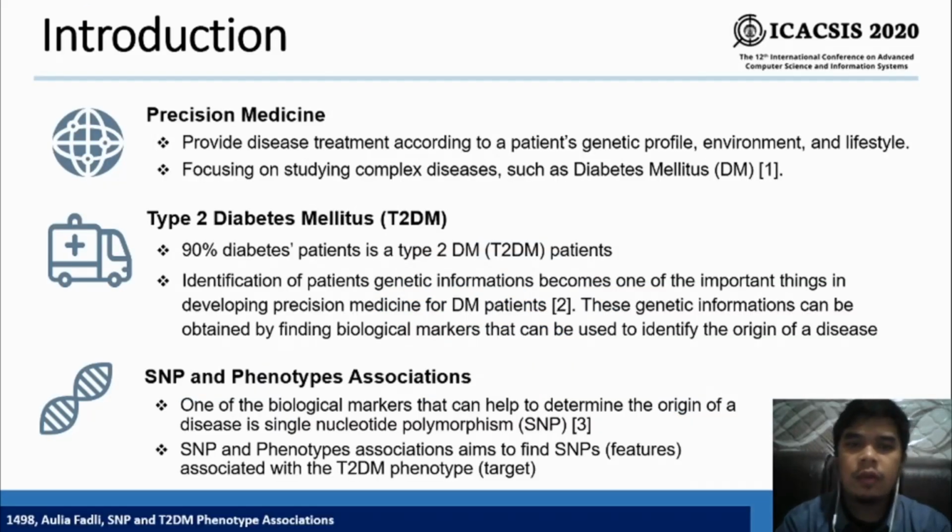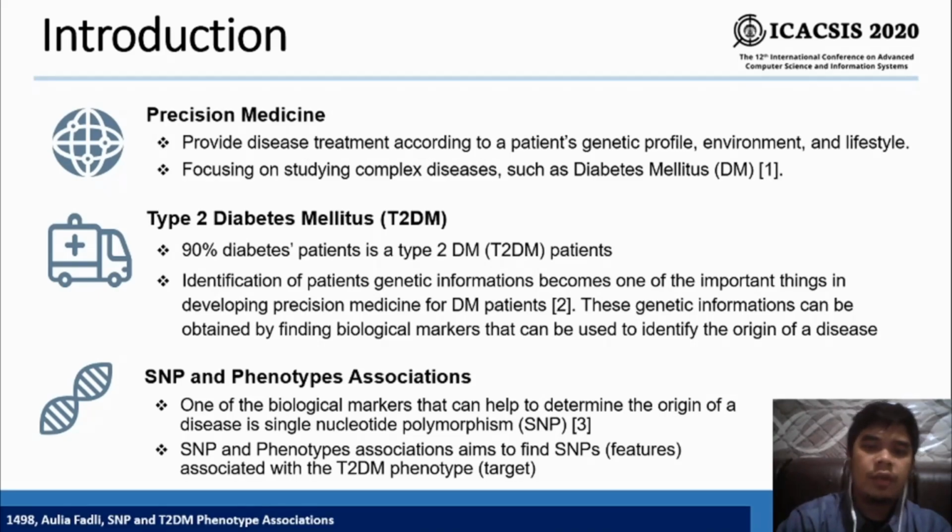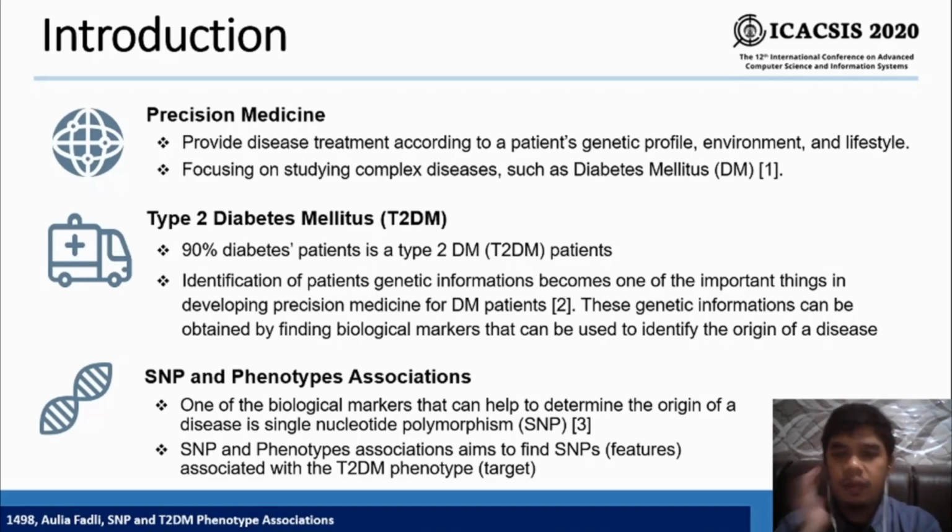Now, let's move to our introduction. The development of human genome sequencing technology nowadays has led the medical field to a precision medicine era. Precision medicine is a medical field that aims to provide disease treatment according to a patient's genetic profile, environment, and lifestyle. Recently, precision medicine research is focusing on studying complex diseases such as diabetes mellitus or DM.